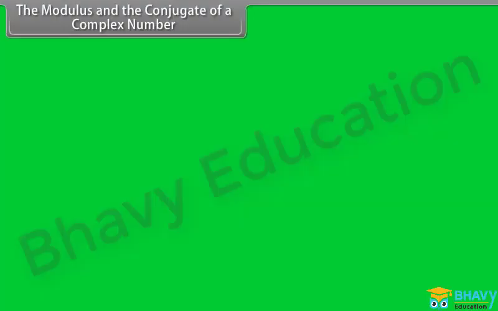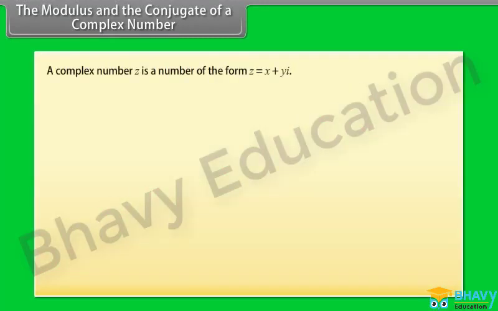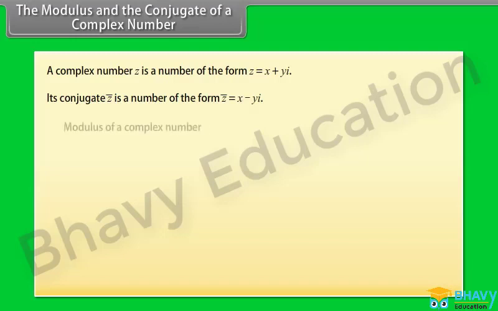The modulus and the conjugate of a complex number. A complex number z is a number of the form z is equal to x plus y iota. Its conjugate z bar is a number of the form z bar is equal to x minus y iota. Modulus of a complex number.